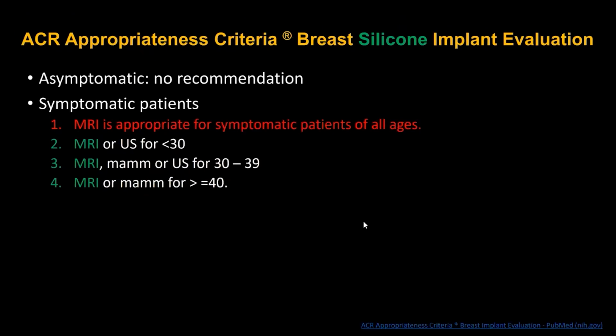And how about the silicone implant evaluation? What's the MRI recommendation? For the asymptomatic patient, again, ACR recommends no imaging. For the symptomatic patient, ACR recommends MRI. They think that it is appropriate for symptomatic patients of all ages. But alternatively, you can maybe use ultrasound or mammogram, depending on the patient's age.